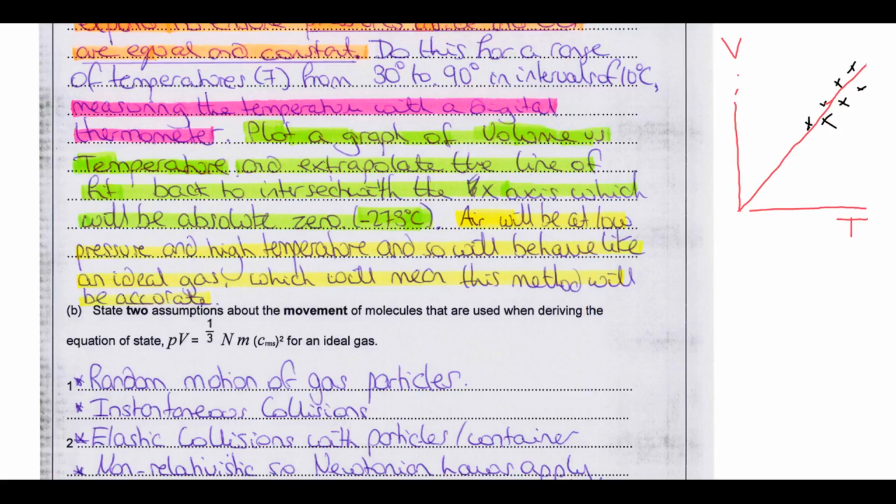So high temperature and low pressure are the kind of candidates you're looking for things to model as ideal gases. Okay, so let's move on to the next one.